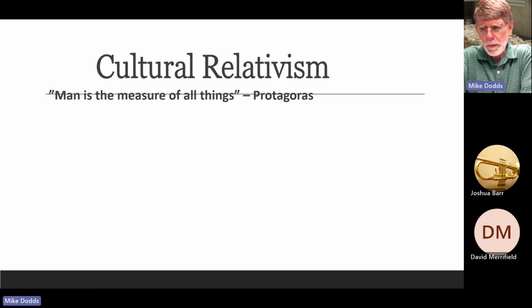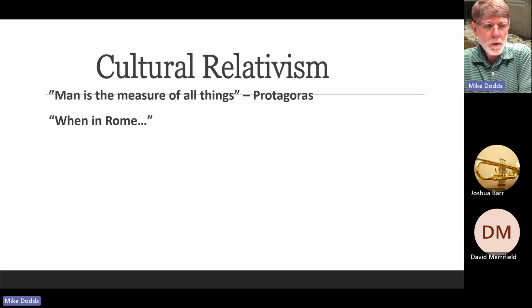Now, that statement by Protagoras, I should have an H in there, Pythagoras. No, that's two different gentlemen. Man is the measure of all things could fit for several of these ethical systems, but yet we're looking at people. That is really what cultural relativism is all about. As our author in the textbook said, it's when in Rome, when you're around others and how they act, you act like them.